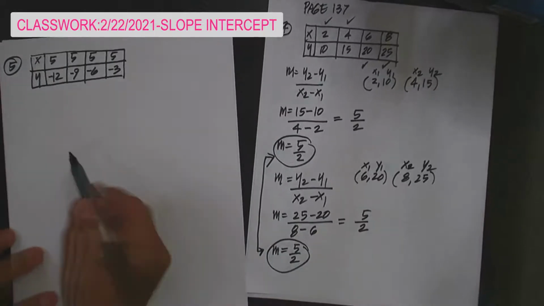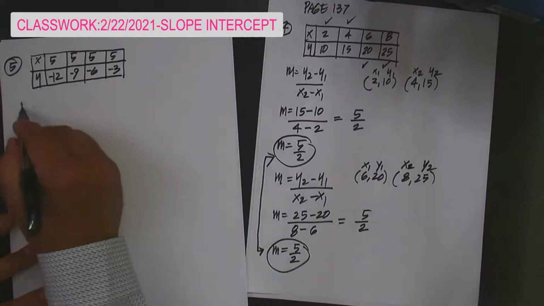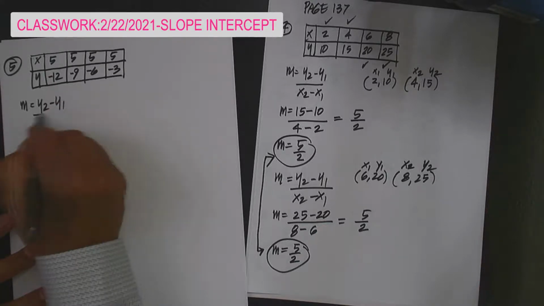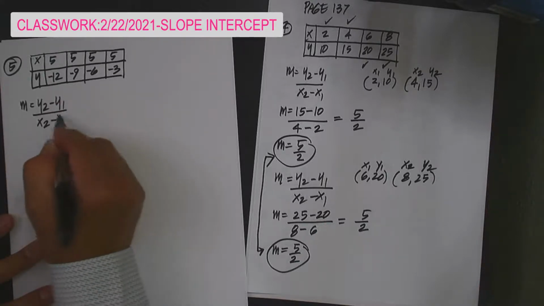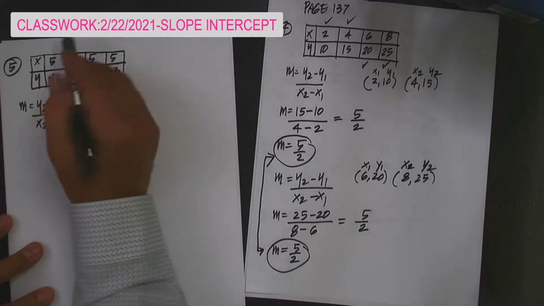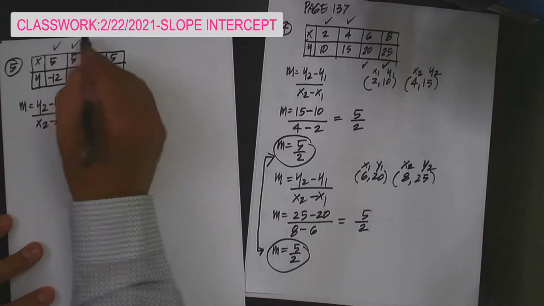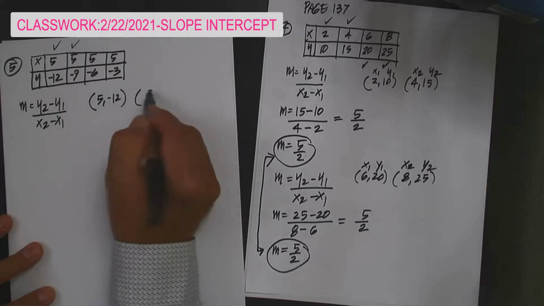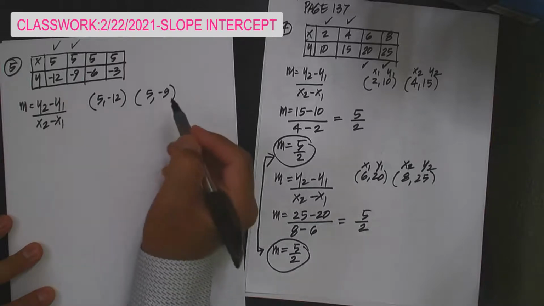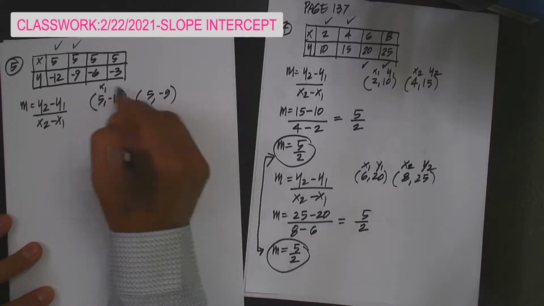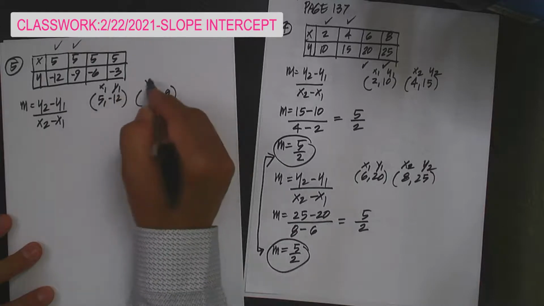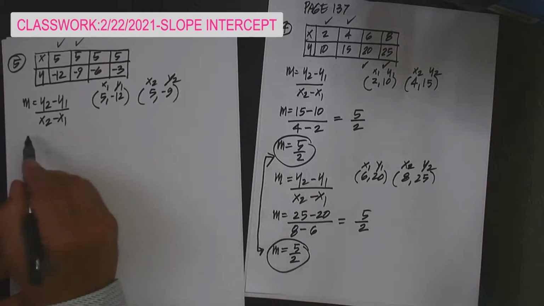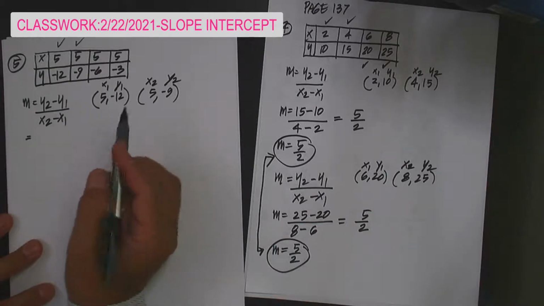Let's check. Applying m equals y sub 2 minus y sub 1 divided by x sub 2 minus x sub 1. You can pick any points here. So I'm going to pick these two coordinates: 5 and negative 12, and then 5 and negative 9. I'm going to name these my x1, my y1, my x2, my y2. Now, let's substitute.